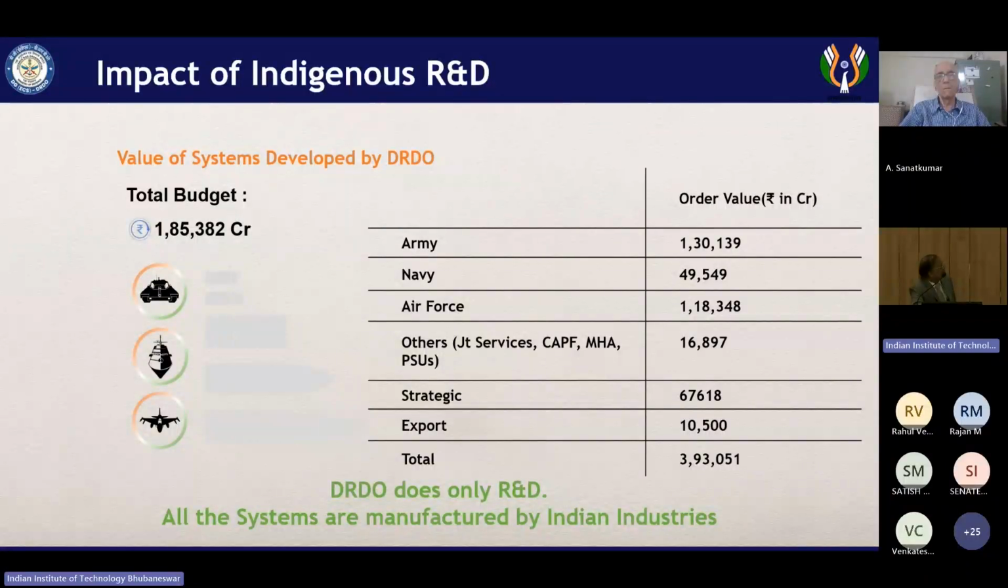I'm not very much believing in the statistics, but nearly 4 lakh crore of the order value has been given to the Indian industries. It's not a small figure, friends. 4 lakh crores our Indian industries are developing for us. Okay, I'm only a designer. DRDO does only R&D. Entire systems are manufactured by Indian industries. But I'll give you a simple trick.